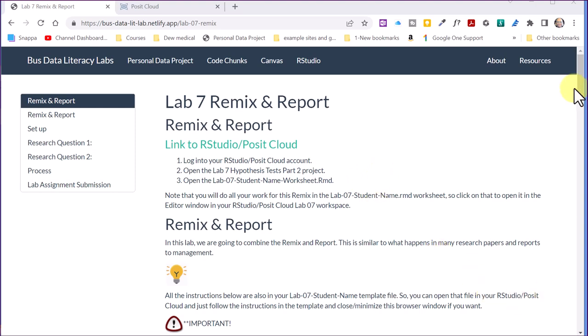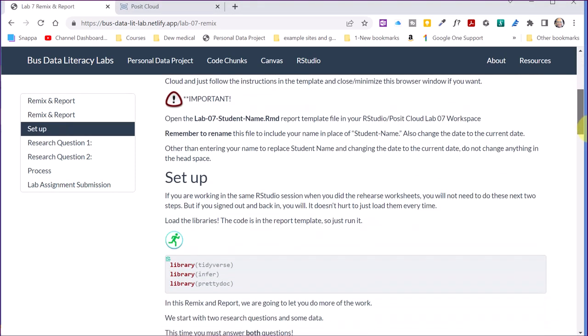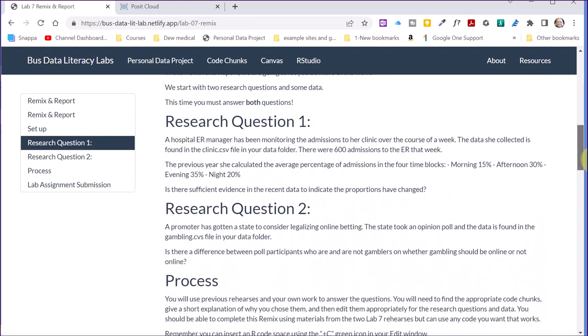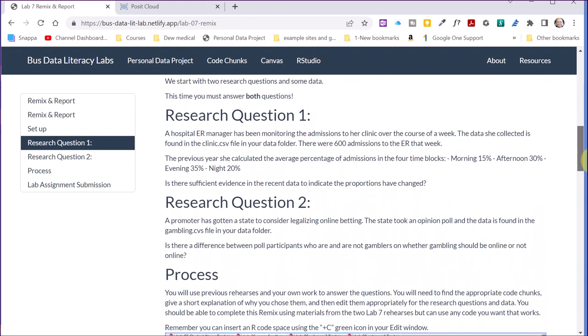And as we scroll down, you're familiar with that, loading the libraries, the packages in the library, excuse me. We've got two research questions this time, and you must answer both questions, okay? So the first thing to do is to try to figure out which examples and the rehearses you need for these things. So let's just read this first one.